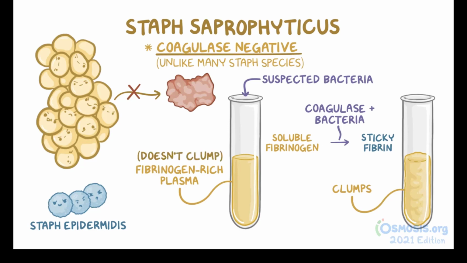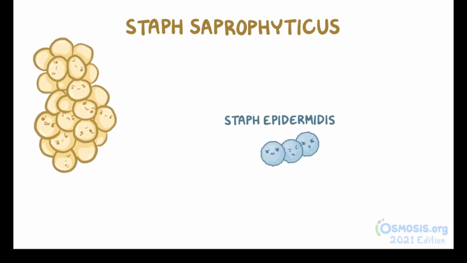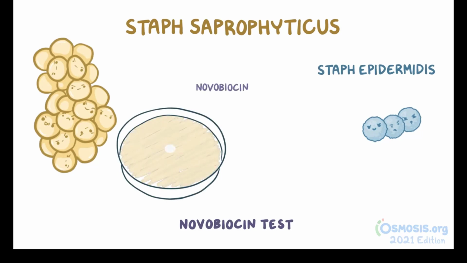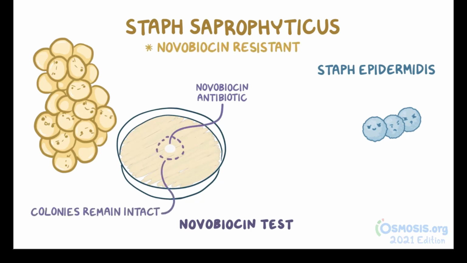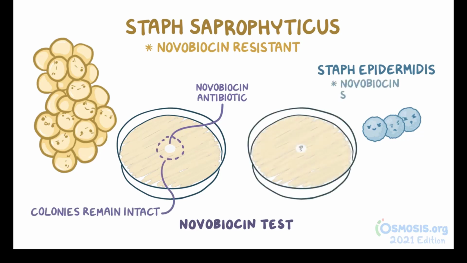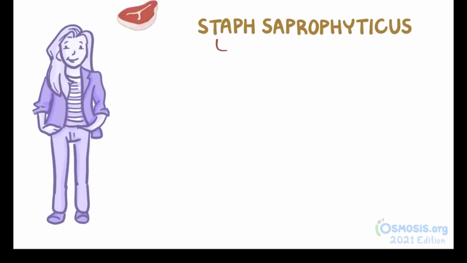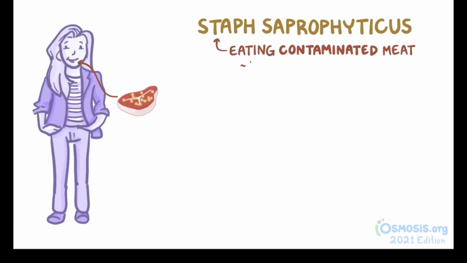Finally, to distinguish Staph saprophyticus from Staph epidermidis, the novobiocin test is used. This is when a disc imbued with novobiocin, an antibiotic, is added to the culture. Staph saprophyticus is novobiocin resistant, so the colonies remain intact, whereas Staph epidermidis is novobiocin sensitive, so the colonies die off. Alright, now people get Staph saprophyticus by eating contaminated meat, but this doesn't cause gastrointestinal disease.